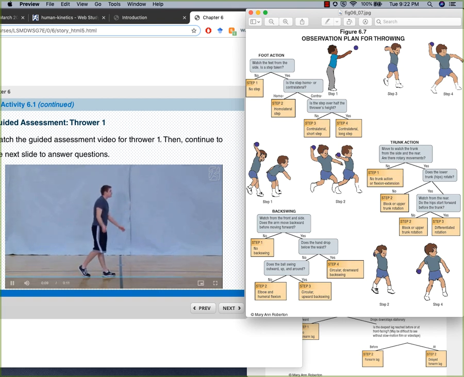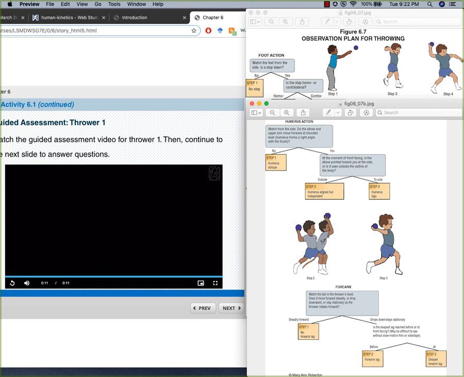Now let's look at figure 6.7b and focus on the humerus action. So the humerus is the upper bone of the arm closest to the shoulder. The first question is if the elbow and upper arm move forward at the shoulder level, forming a right angle with the trunk.